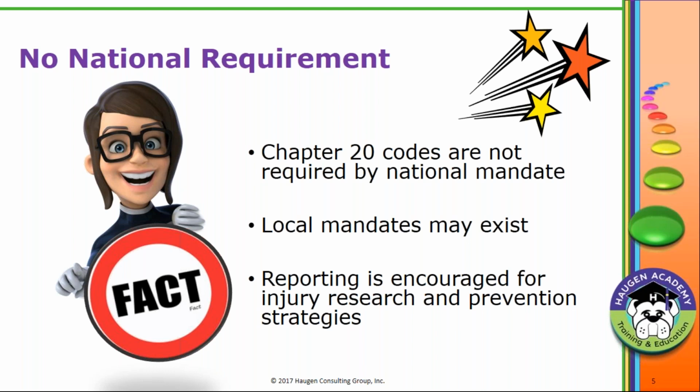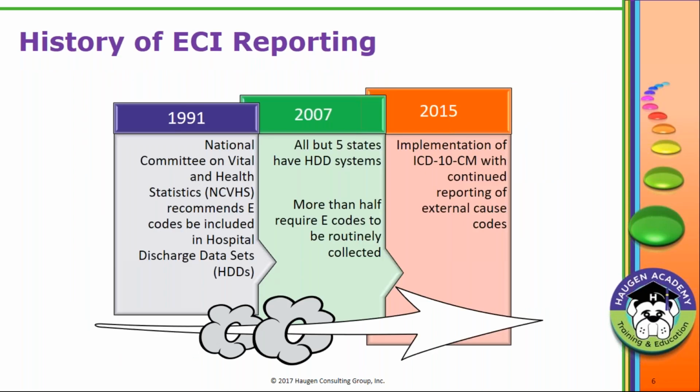So if you're really only looking at coding for reimbursement, you may be thinking, ECI codes, I don't know, we don't really need to worry about it. But remembering that coding goes beyond reimbursement, and that data really is used to make decisions about our health and about injury prevention, then I think you can see the need to be able to report this information.